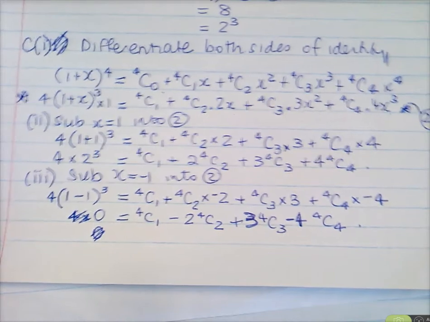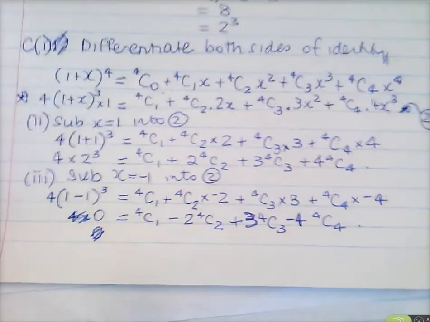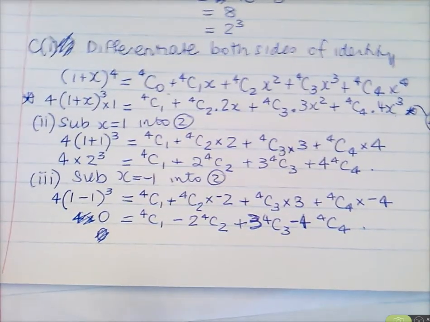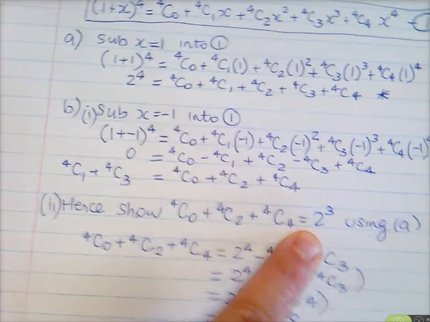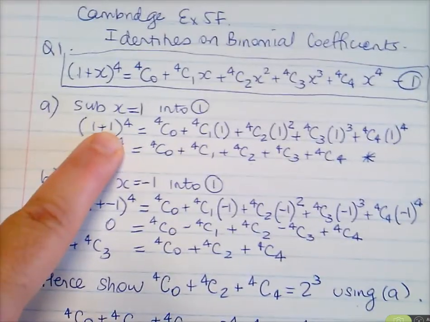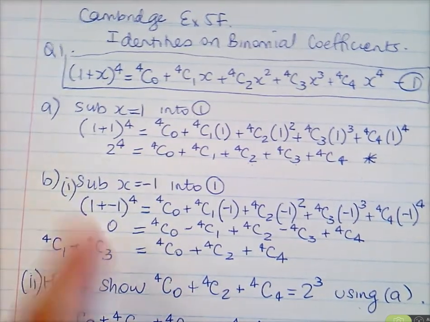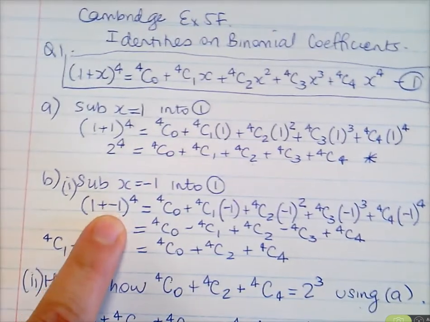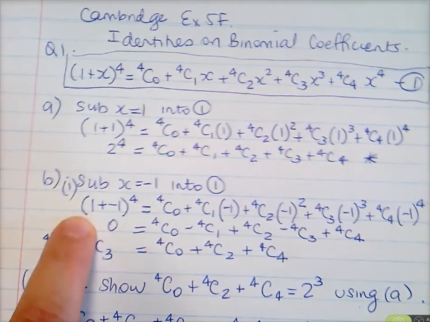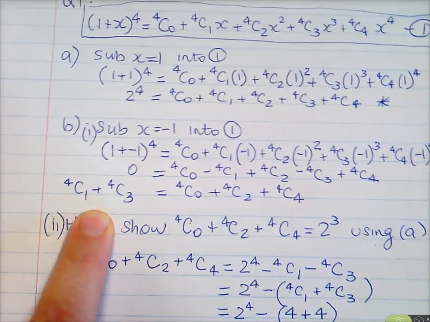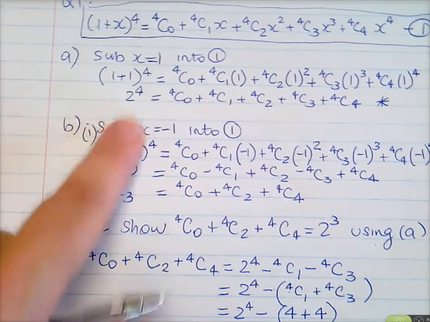So all we've done is start with the original identity. Sometimes you just have to substitute. Sometimes you have to differentiate and substitute. If you're trying to show a result with a 2 in it, you're obviously substituting x is 1, because then you get the 2 to the power of 4. If you're trying to prove some result with no 2 to the power of something in it, you substitute x is negative 1 to wipe out that first term to get 0. When we were trying to prove this second result, notice there are no 2's in it. That's when we substituted x is negative 1. To get that first result, to get 2 to the power of 4, we had to substitute x is 1 up here.